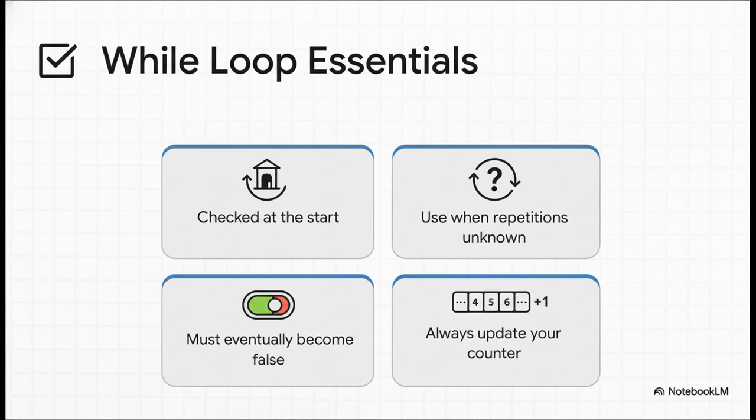Second, you use a while loop when you don't know ahead of time how many repetitions you'll need, like waiting for that password. Third, and this is so important, something inside the loop has to have the power to eventually make that condition false, which leads us straight to our final point. Always remember to update your counter variable. If you forget that coconut equals coconut plus 1 line, you get infinite clip-clops and a broken program.